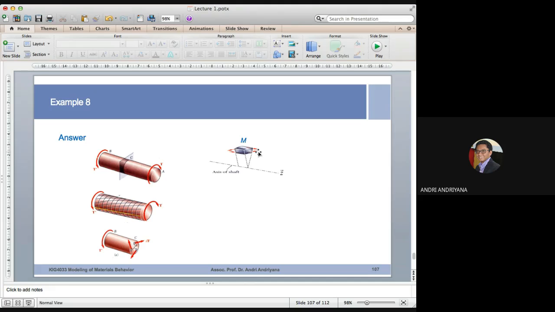Is it tau R theta? Is it tau RZ? Or is it tau theta Z? What do you think? Please share your opinion in the chat box. Where do you think I should put the shear stress because of torque? Is it along the R theta plane? Is it along RZ or is it along theta Z? Any idea?